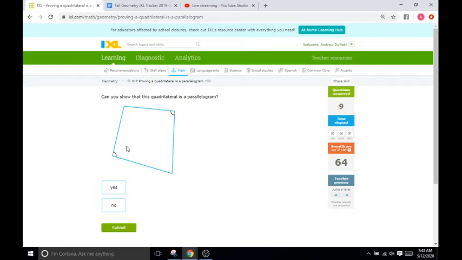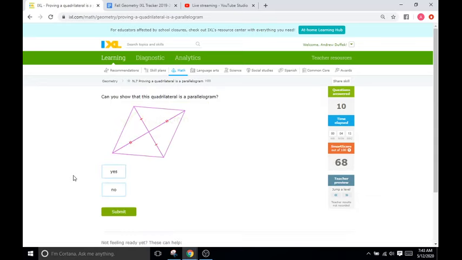No, because even though these two are going to be the same, it doesn't mean these two are going to be the same. In fact, this is a kite, it looks like to me, which means these two do not have to be the same. So no. Can you show that this quadrilateral is a parallelogram? Same, same, same, and same. Yes.